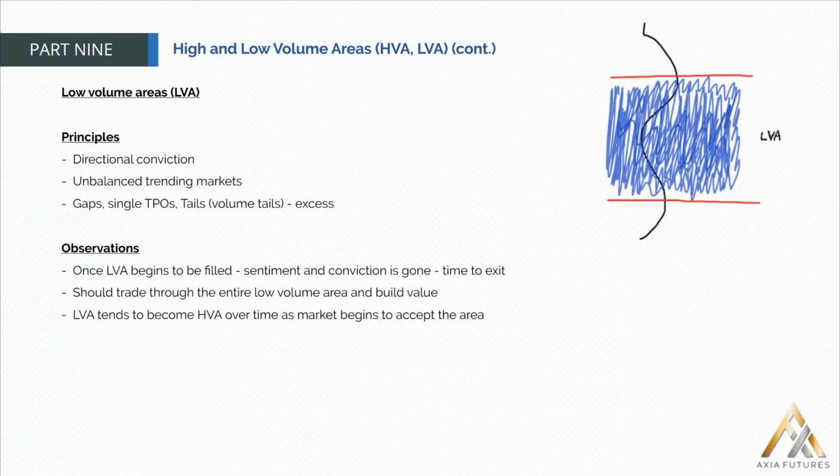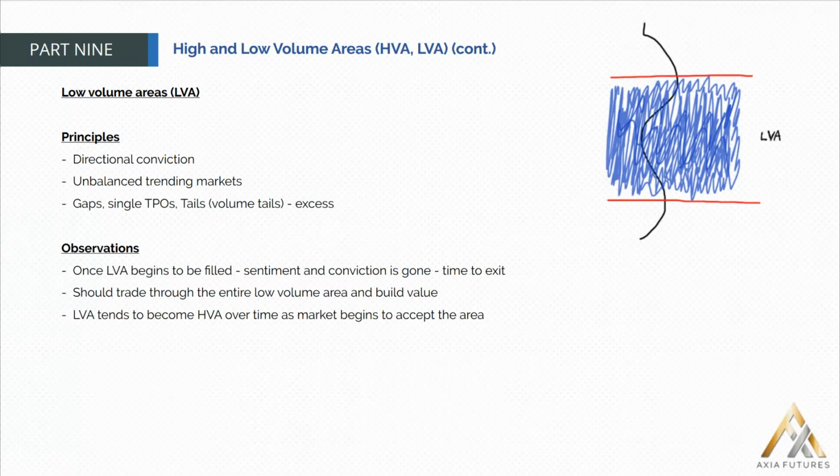Remember, this is the area where little trade is being facilitated, whether that's through volume or over time. Now, the principles of low volume area, and we dealt with this quite extensively in Module 2, but the principles are that they show us directional conviction. Remember we spoke about control identifiers in Module 2. So the low volume area shows us a little bit of directional conviction.